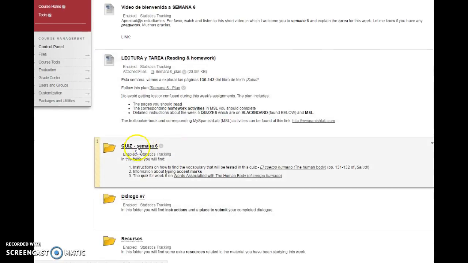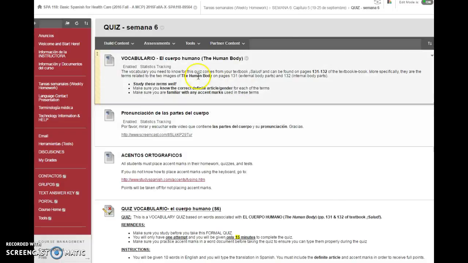Hey, the quiz, semana 6. If I enter into the quiz, I'll see the vocabulario. And again, reminding you, it can be found on pages 131, 132 of the book. They're related to external as well as internal body parts. And again, you want to study these terms very well. You want to know what the correct definite article is for each one, so know their gender.